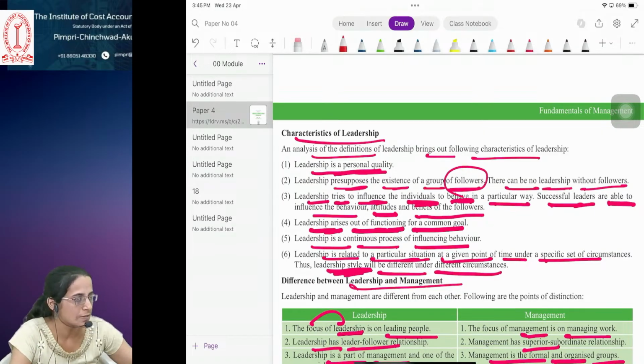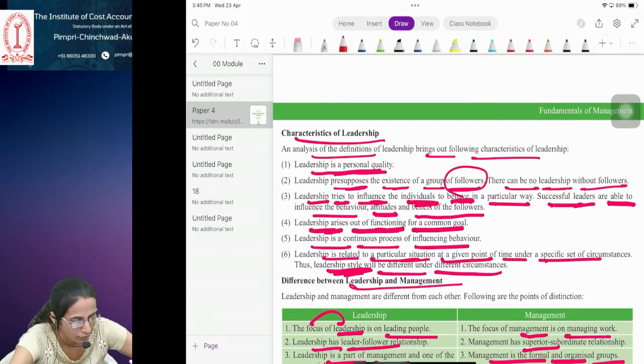Okay, what is the difference between leadership and management? What is the leader's focus? Leading the people. Management is what? Getting the work done from the people, right? In leadership there is a leader and a follower. A manager is not a leader with a follower; in management there is a superior and a subordinate. And leadership is also a part of management. Management is a big concept and leadership is a part of it. Management is a broader concept.